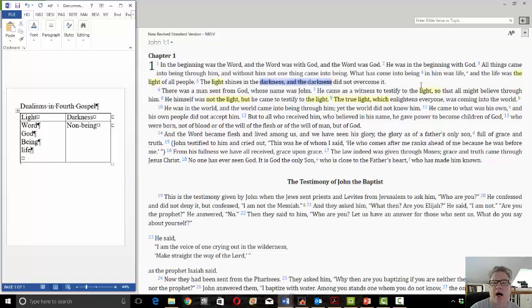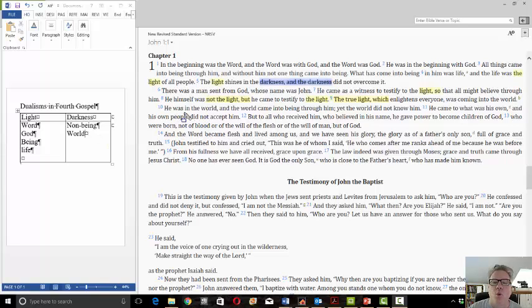There was a man sent from God whose name was John. He came as a witness to testify to the light so that all might believe through him. He himself was not the light, but he came to testify to the light. The true light, which enlightens everyone, was coming into the world. Does that mean the world is the light? Actually, for John's duality and dualism, the world is not the light. The light is coming into the world, and in fact, he was in the world.